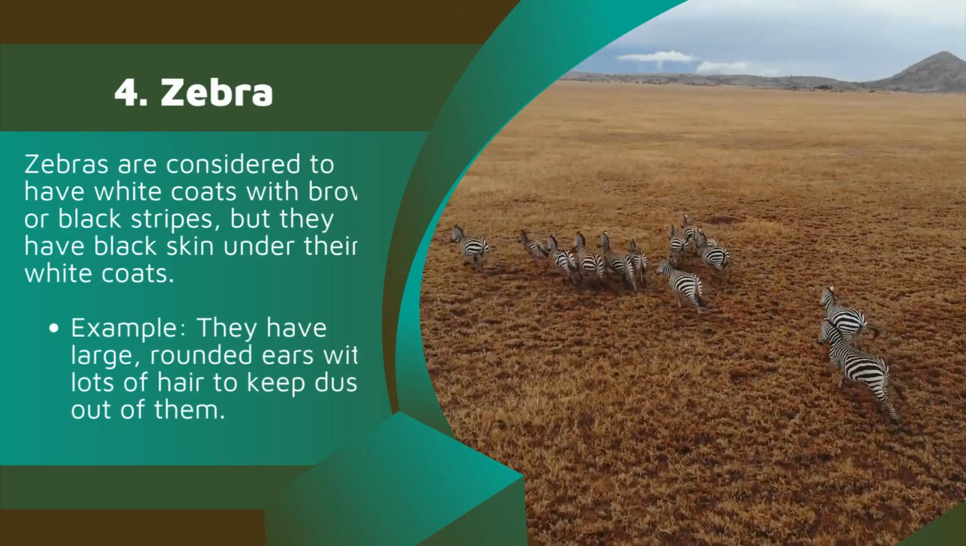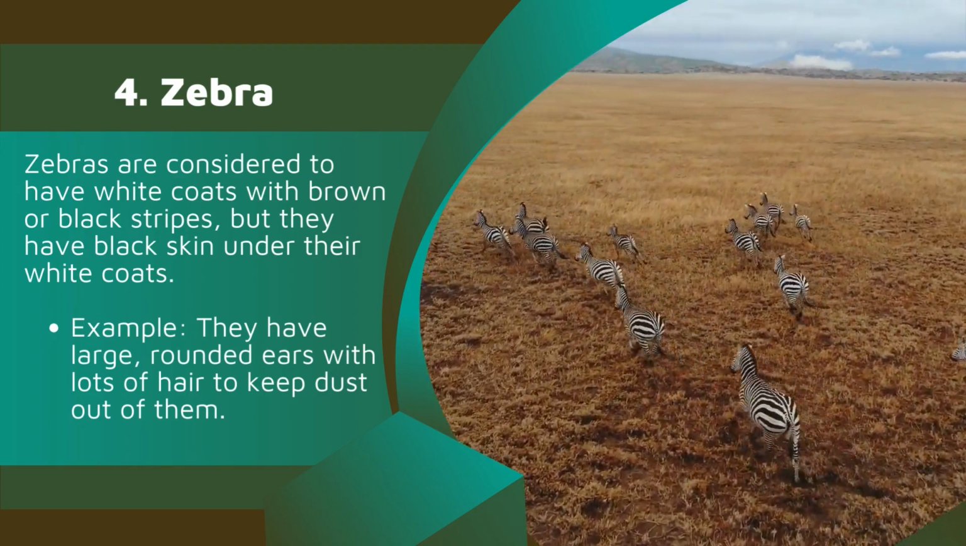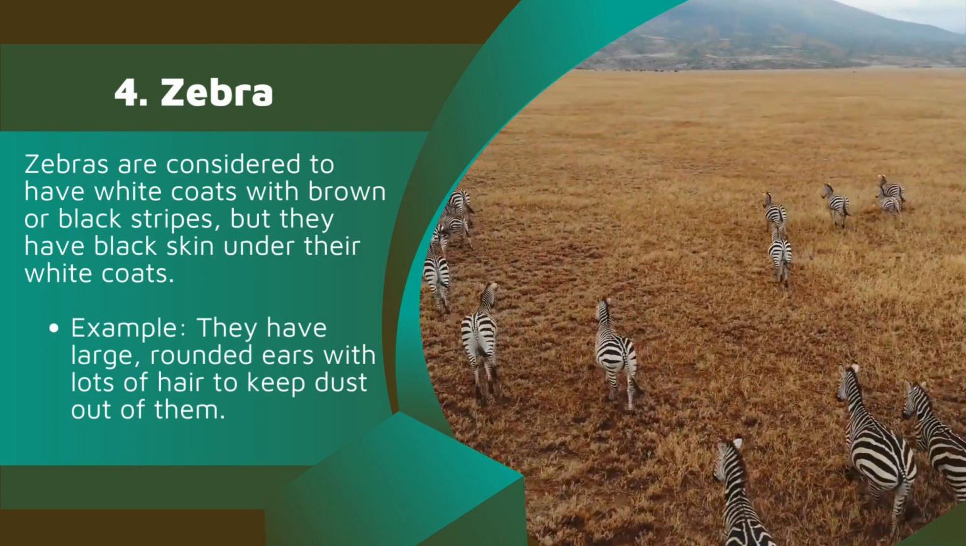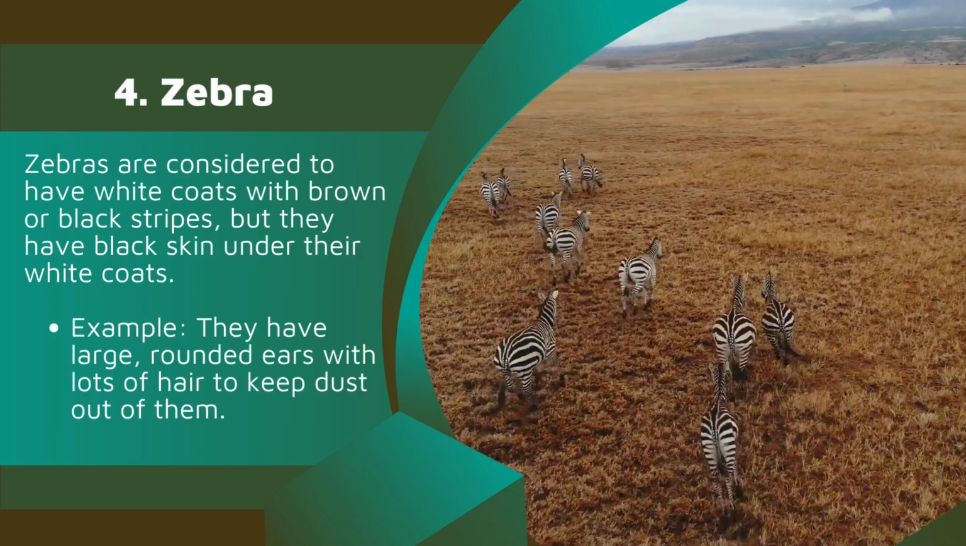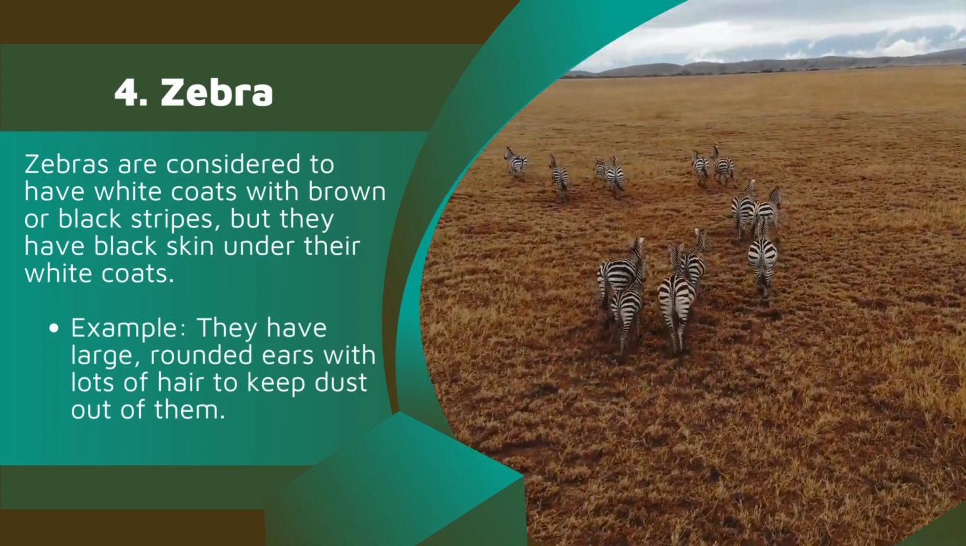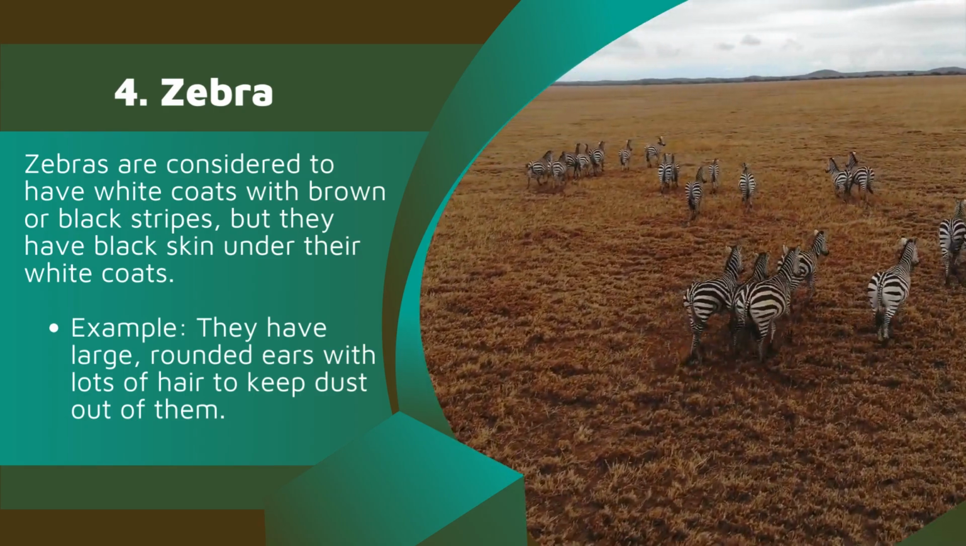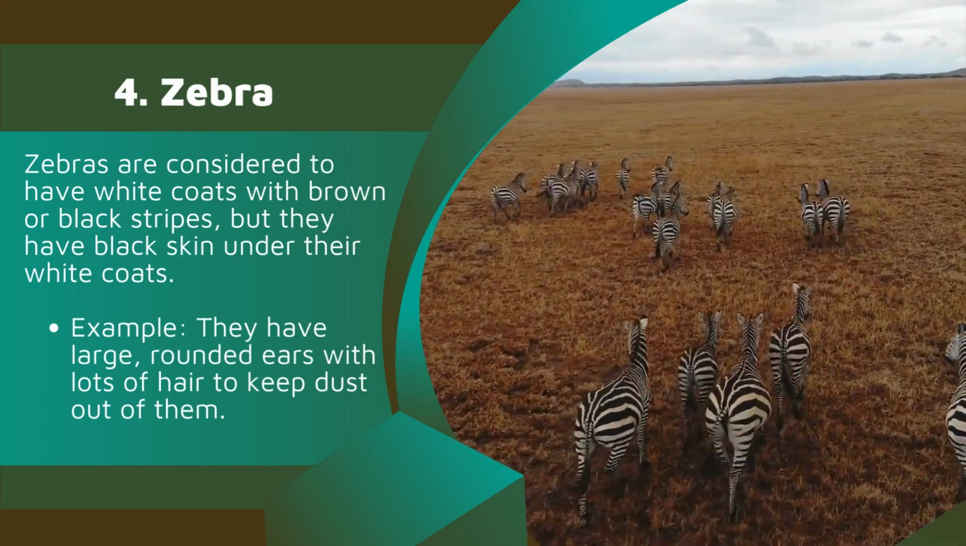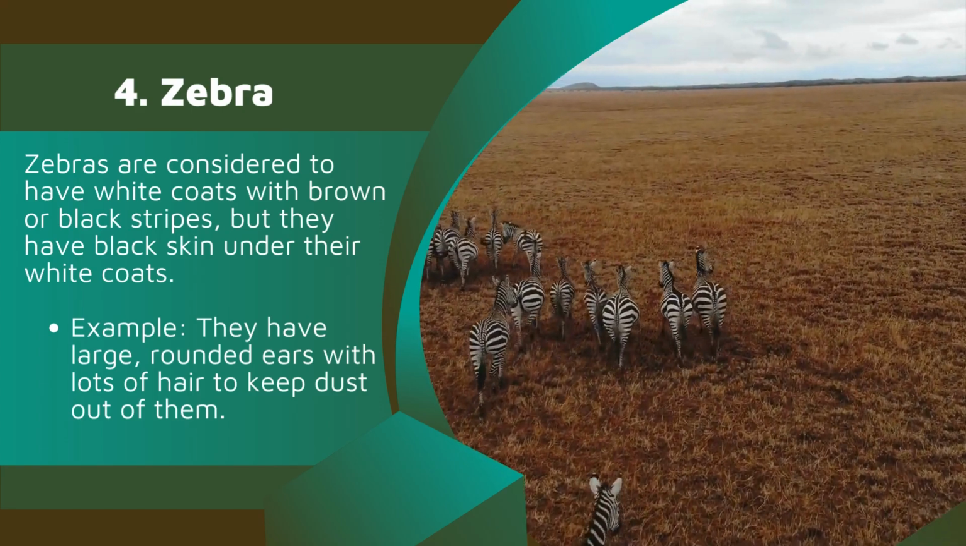4. Zebra. Zebras are considered to have white coats with brown or black stripes, but they have black skin under their white coats. Example, they have large, rounded ears with lots of hair to keep dust out of them.